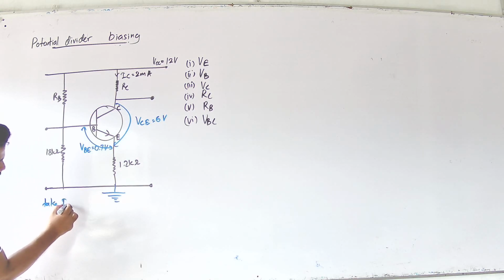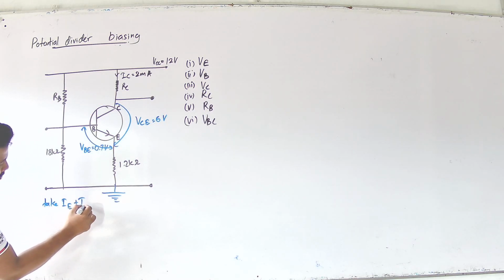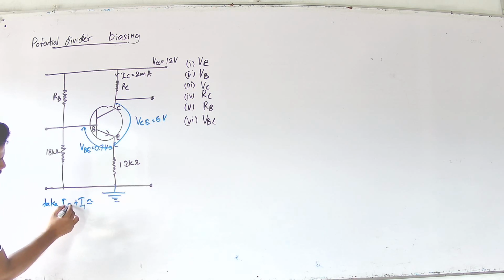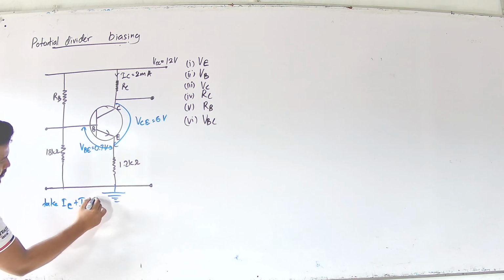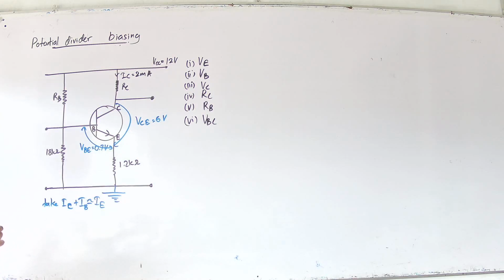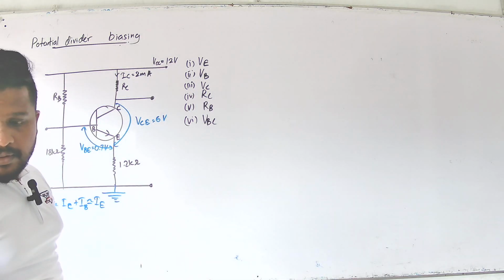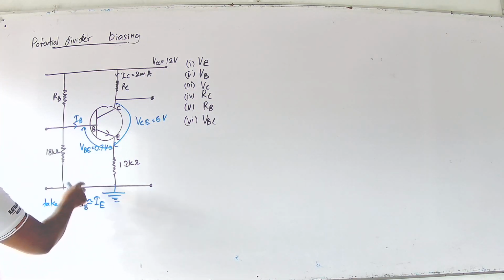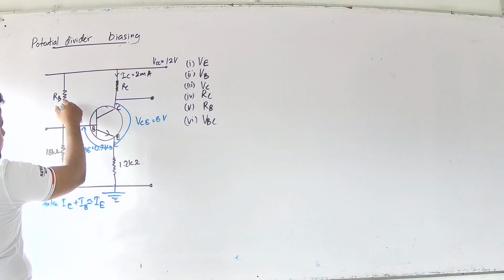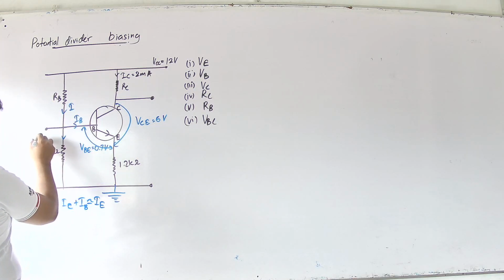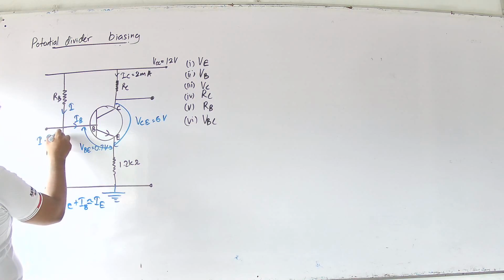Take IE plus IC approximately equals IC plus IB, approximately equals IB, right? When we are calculating this, IB is not considerable. The IE minus IB here almost equals IE.